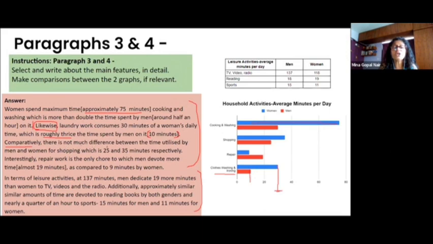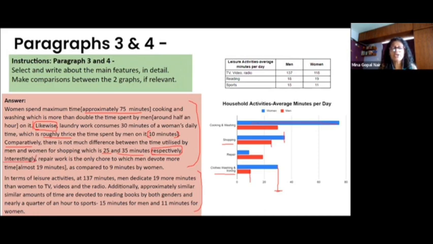Now, next linking word that I use is comparatively. Comparatively, there is not much difference between the time utilized by men and women for shopping. So you have shopping over here, which is 25 and 35 minutes respectively. For shopping, men is around 25 minutes, and for women it is around 35 minutes. And I've used the word respectively to show the order.